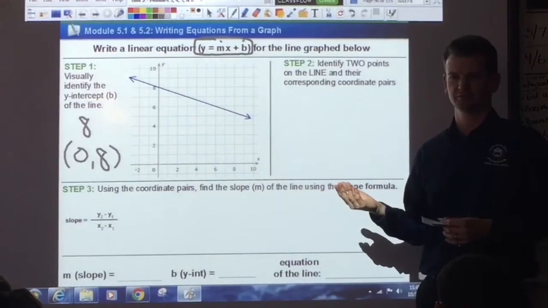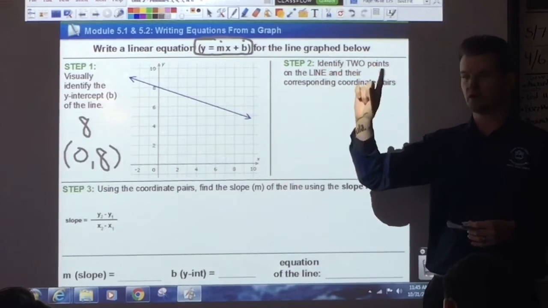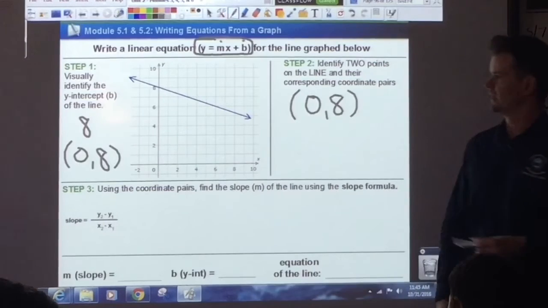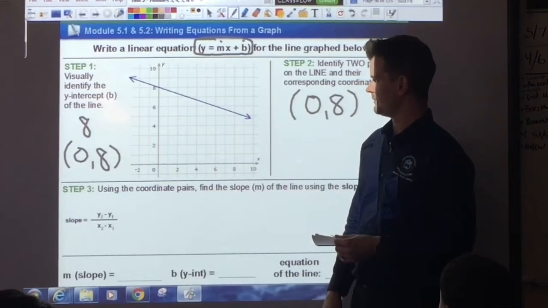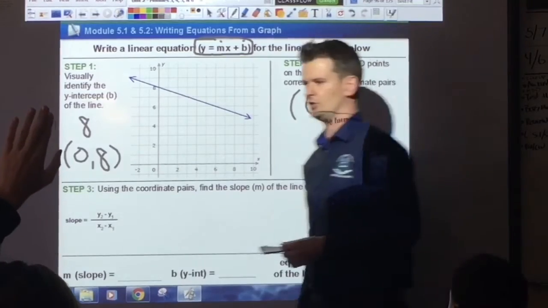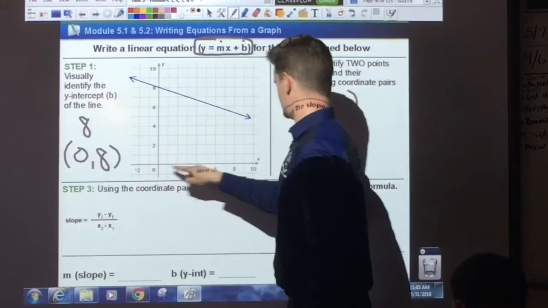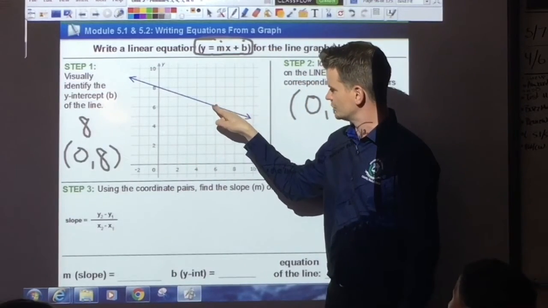And the reason it's so helpful to do this first is because to find the slope, I need how many coordinate pairs? 2. By finding the y-intercept, I already have one of them: (0, 8). I like anything with 0. And then I have to look somewhere along this line and find another good coordinate pair. Anybody have a good coordinate pair? (6, 6). Yep, see right there? Two intersecting lines. That's a good point.